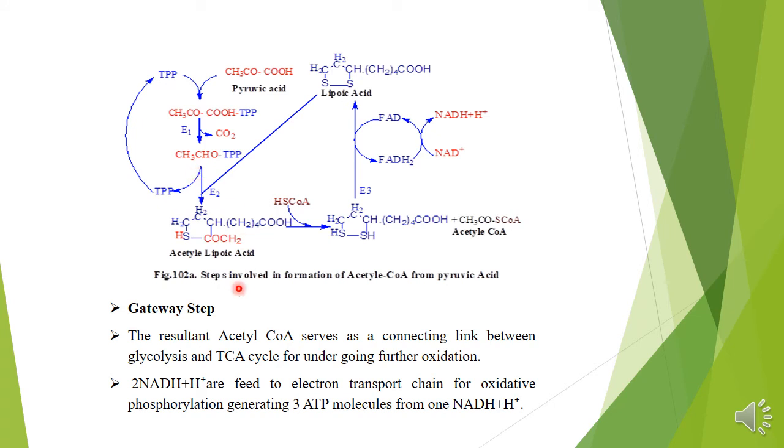So that means we have seen this is a gateway step. The formation of acetyl coenzyme A from pyruvic acid is a gateway step. The resultant acetyl coenzyme A serves as a connecting link between glycolysis and the TCA cycle for undergoing further oxidation. These reduced coenzymes, cofactors which are produced here, will be fed to the electron transport chain for oxidation, oxidative phosphorylation, that will generate, of course, 3 ATP molecules from 1 NADH plus H positive, that we will see in oxidative phosphorylation.